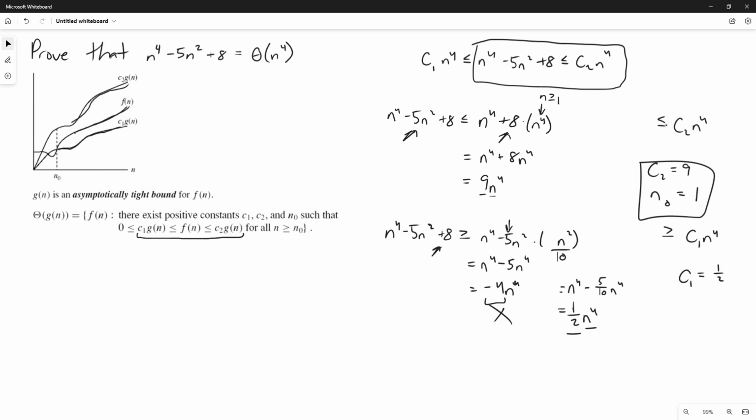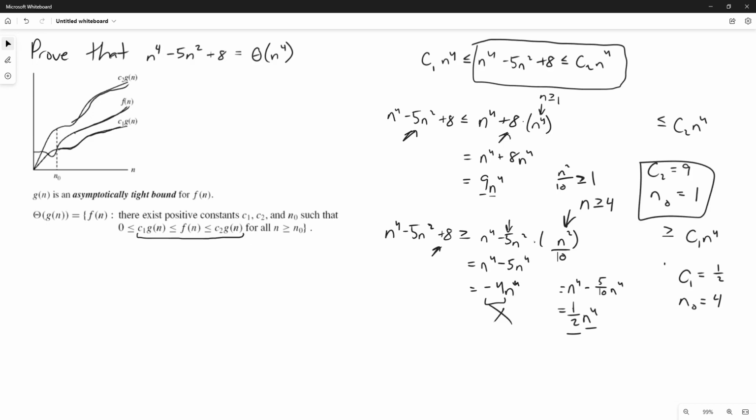C1 is 1/2, and your n naught in this case, you look here with what you added, we need this to be positive. So when would this be greater than 1? N squared, so 1 squared over 10, that's not greater than 1. 2 squared, that's 4 over 10, still not. 3 squared, that's 9 over 10, no. So that'll be greater than 1 when n is 4. So that'll be 16 over 10. So your n naught will be 4.